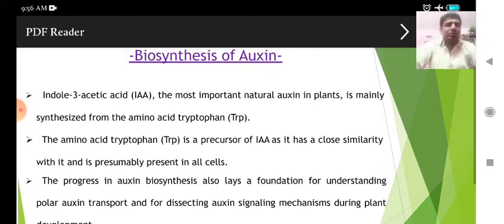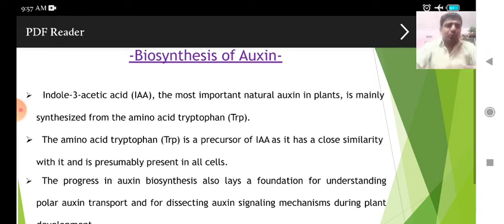Amino acid tryptophan is a precursor for indole acetic acid, and it has a close similarity with indole acetic acid and is presumably present in all the cells. It is present in all types of cells. The progress in auxin biosynthesis also lays a foundation for understanding polar auxin transport. Means there is a foundation put forth by tryptophan.